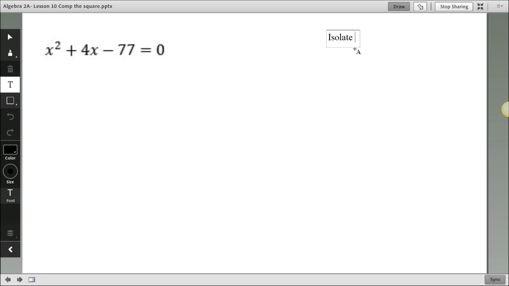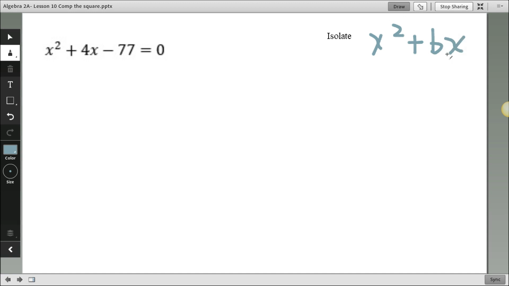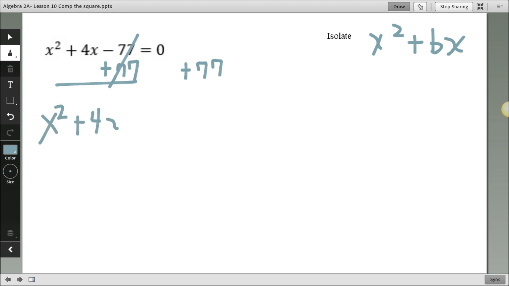So we need to isolate ax squared plus bx. I can't type that out, so I'm going to write x squared plus bx. Over here, we have to add 77 to each side. Cancel. That's going to leave me with x squared plus 4x equals 77. Now I can complete the square.